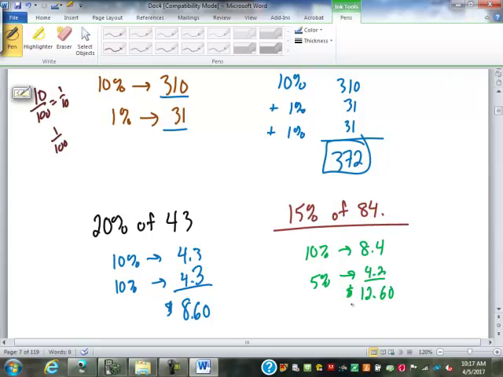Now, the other thing benchmarks does, we talked about estimating back in the first couple of weeks of class, where before you punch it in the calculator, have an idea. If I'm looking for, let's say, 18% of 43, well, I know 20% is 8.60. So 18% better be just a little bit smaller than that. So I have that benchmark to compare to.